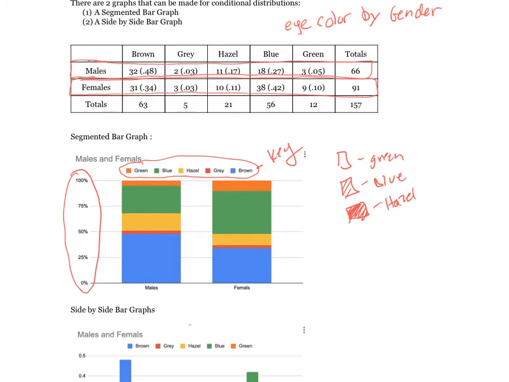But then notice, I'll just show a couple examples here. For male brown eyes, it's supposed to be 48% in the table. So down here, the male brown-eyed section is 48%. It's just under 50 if you look. And then I just keep stacking it up. So the gray eyes were 3%, so you can see there's 3% in there. Then hazel is 17. You can see each part corresponds to its percentage in the table.